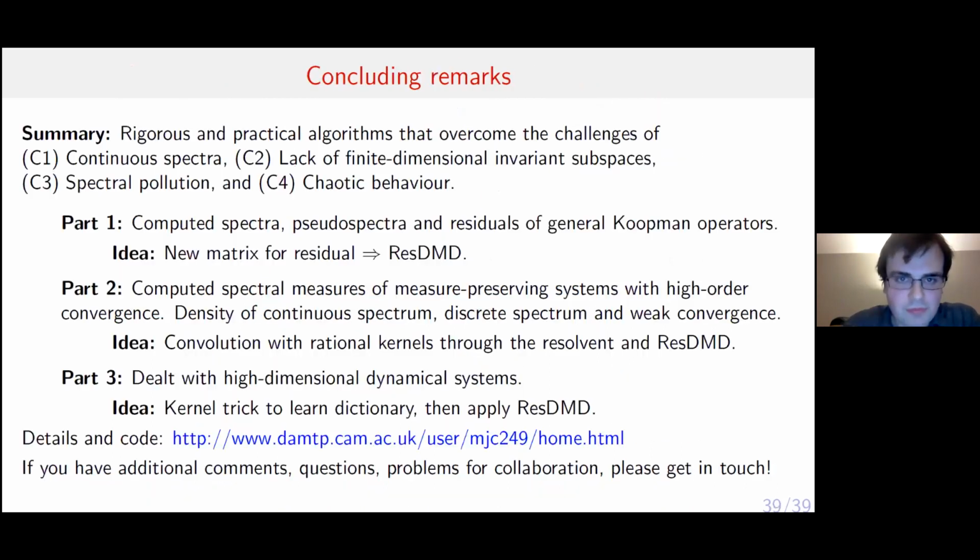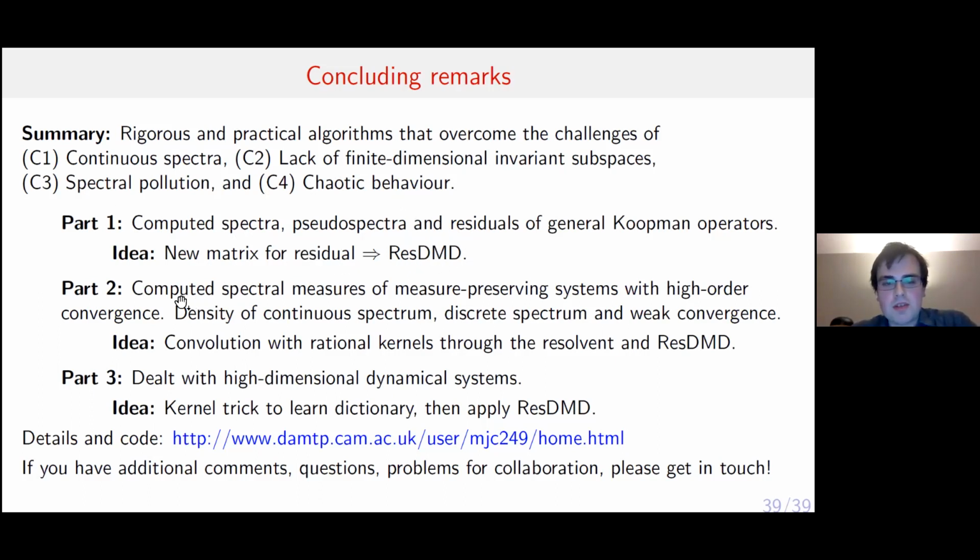Okay, so to end, I provided some rigorous and practical algorithms that overcame the challenges of continuous spectra, lack of finite dimensional invariant subspaces, spectral pollution, and also chaotic behavior. Okay, so all of the algorithms were based on single time step trajectory data. So we dealt with chaotic systems. Part one computed spectra, pseudospectra, and residuals of general Koopman operators. And the key take-home idea was this new matrix that allowed us to compute the residual. And this new matrix was available from the data we already had. And this led to ResDMD.